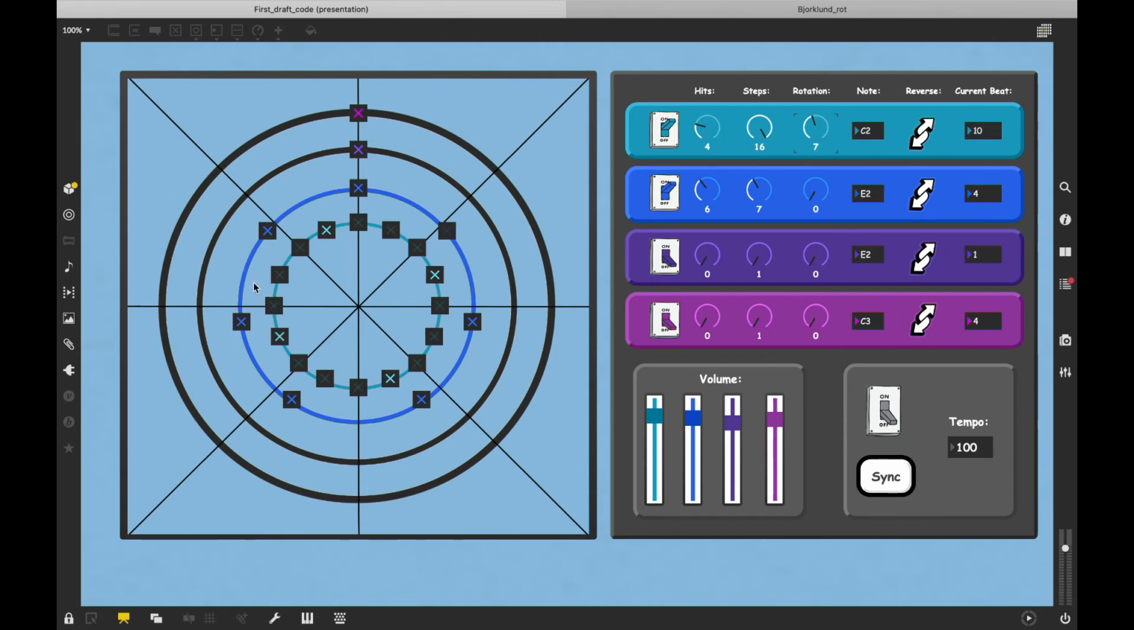There's also this reverse function. So say we try and reverse this beginning one, it'll basically play the sequence backwards. So in addition to being able to rotate the sequence and start it in a new spot, we can play it backwards. So if we play with a couple of these, oh, I forgot to turn it on.